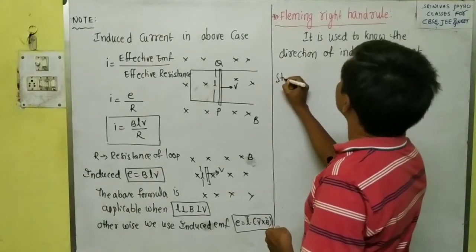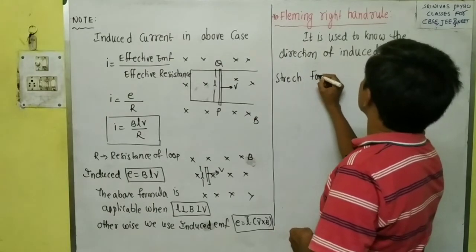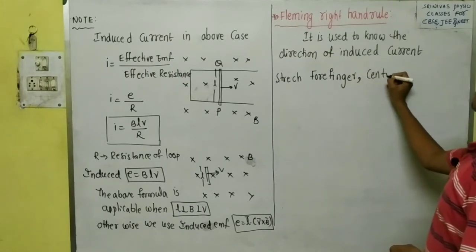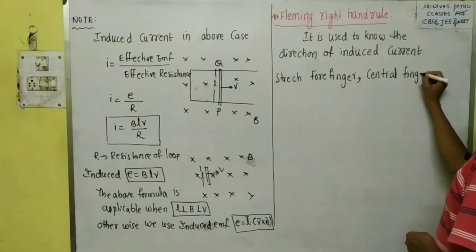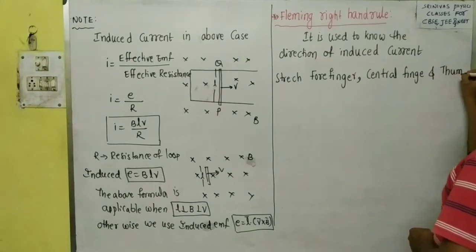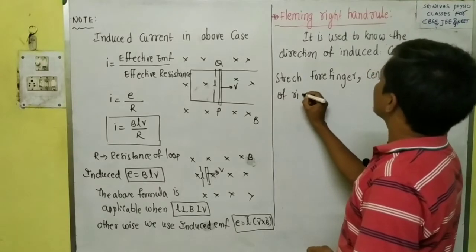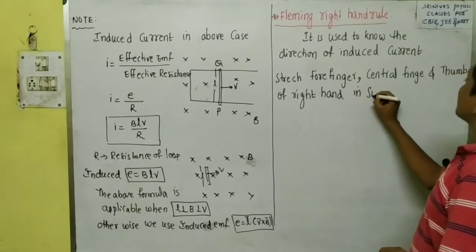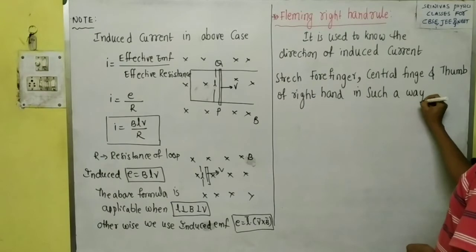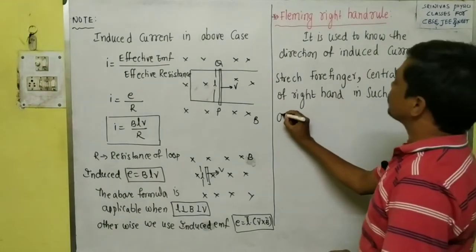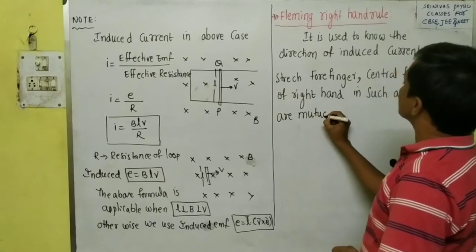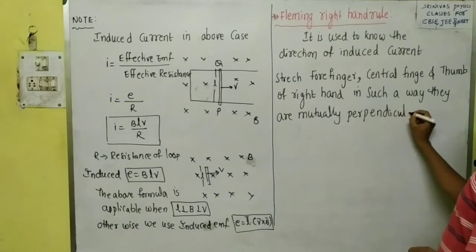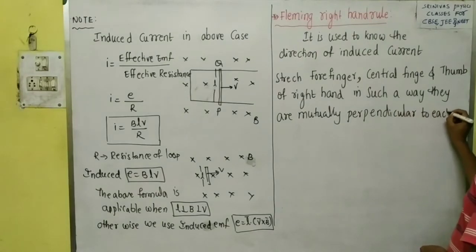Okay? Stretch the forefinger, central finger, and thumb of the right hand in such a way that they are mutually perpendicular to each other. Three fingers should be perpendicular to each other.